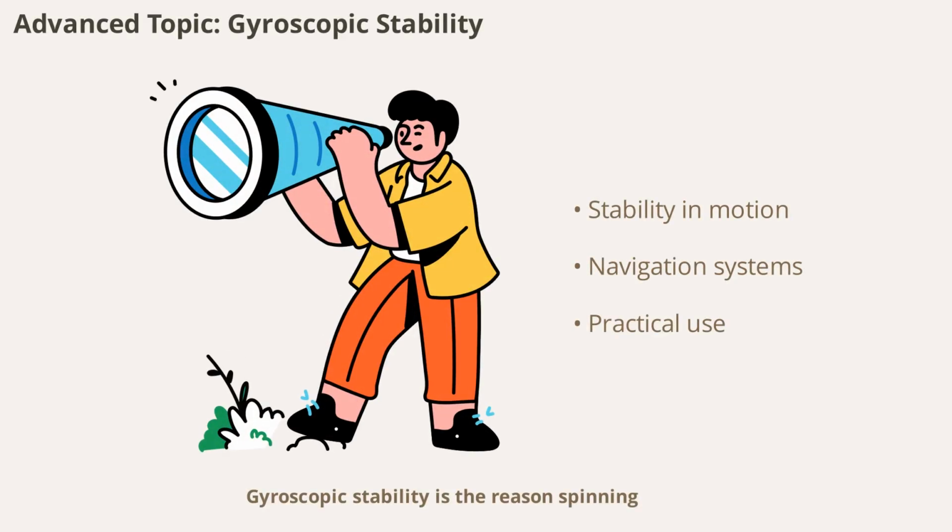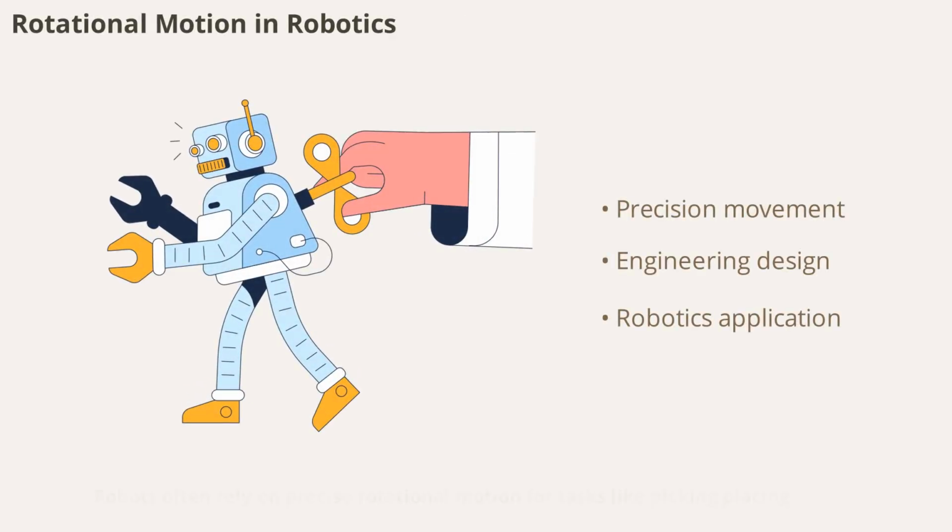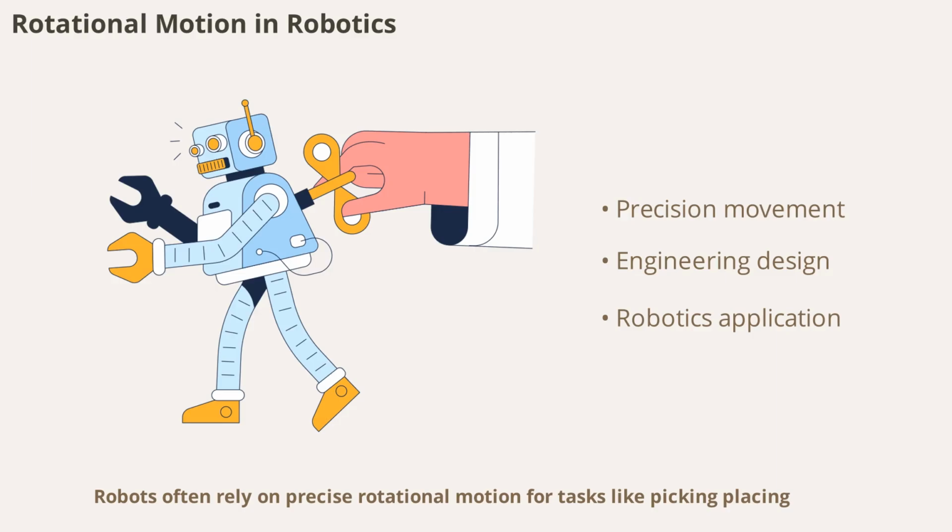Gyroscopic stability is the reason spinning wheels and tops resist changes in orientation. This property is harnessed in navigation systems, such as those used in ships and aircraft, to maintain direction even in turbulent conditions. Robots often rely on precise rotational motion for tasks like picking, placing, and assembling parts.